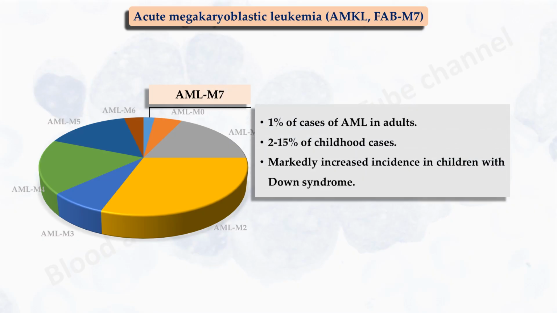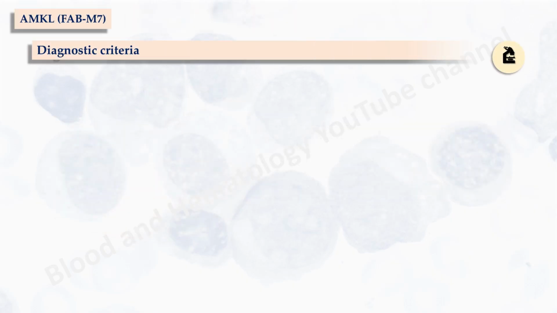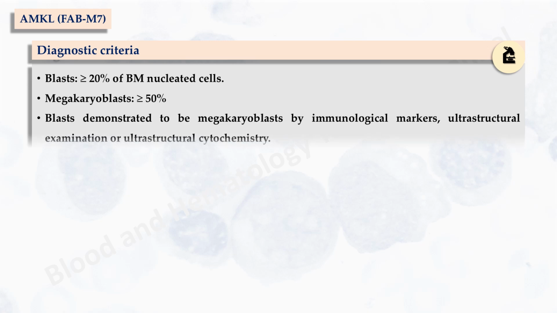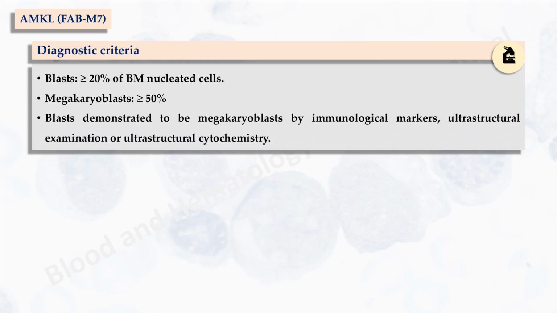Acute megakaryoblastic leukemia, AML-M7, represents only about 1% of cases of AML in adults but 2 to 15% of childhood cases. AML-M7 shows a markedly increased incidence in children with Down syndrome. AML-M7 diagnosis requires the presence of at least 20% blasts, of which at least 50% are megakaryoblasts. Blasts demonstrated to be megakaryoblasts by immunological markers, ultrastructural examination or ultrastructural cytochemistry.